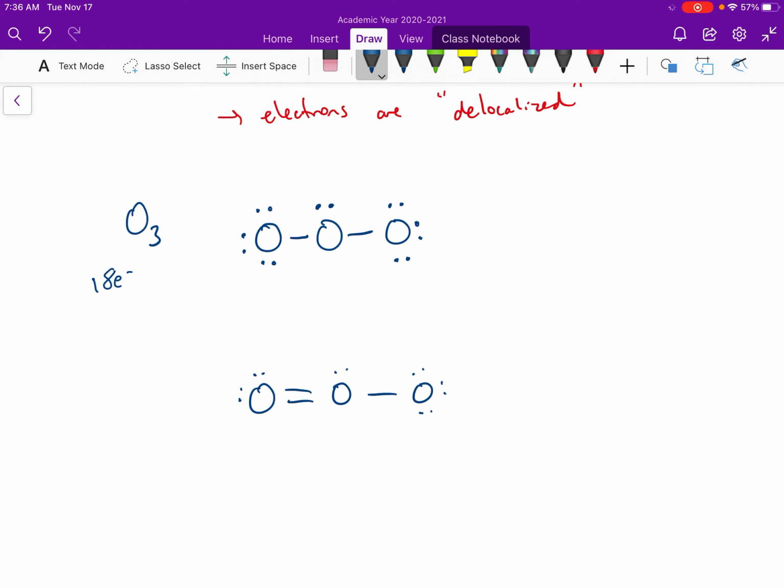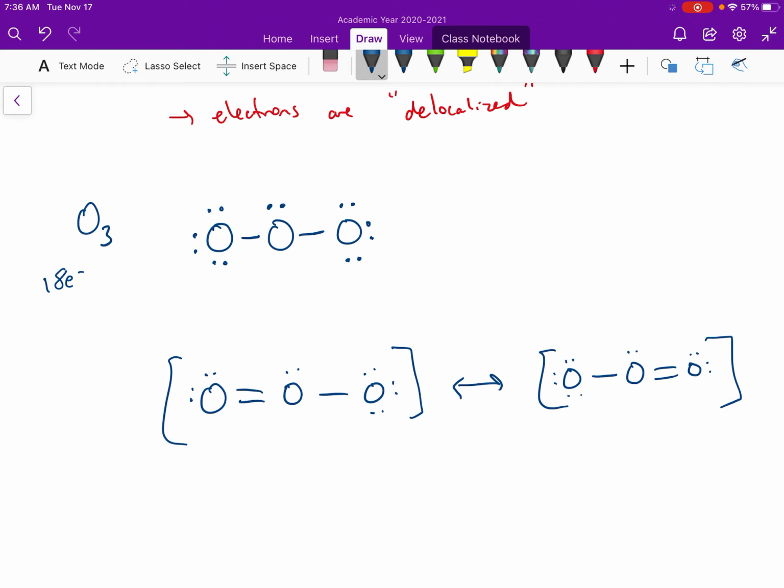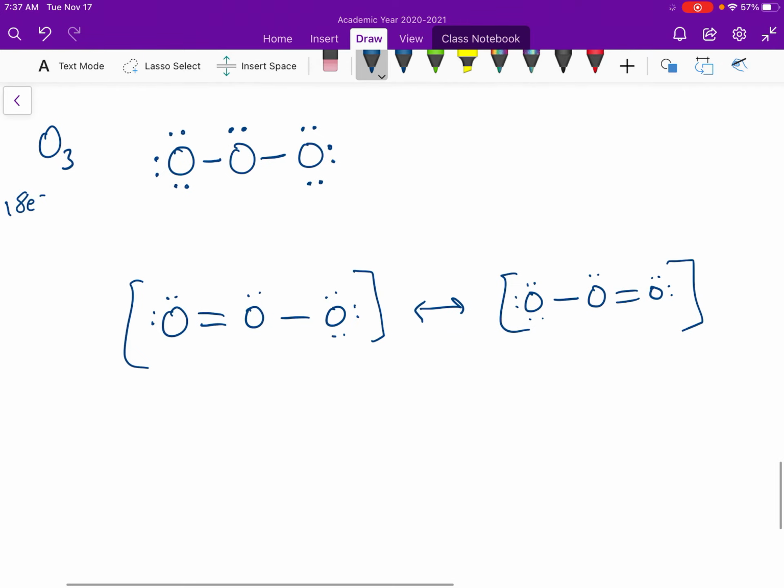So what I'm going to do is go like this. Right? But I'm going to put this in brackets and say that there is another possibility. You must represent all possibilities. Okay? I could do it this way as well. Now you might be saying, but isn't that the same thing? It's just flipped 180 degrees. And the answer is no, because what we actually see is some weird form of in-between.